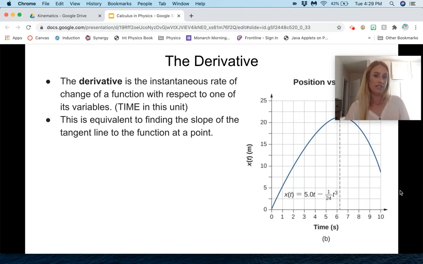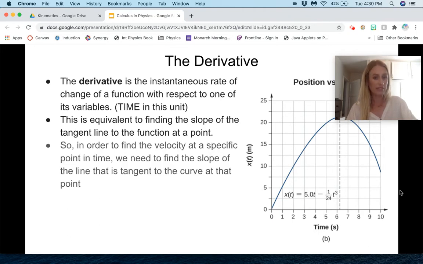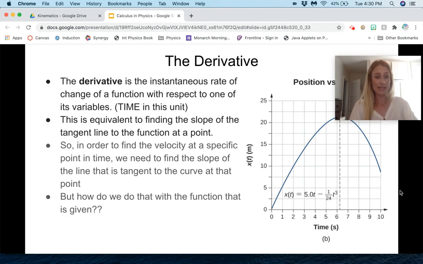So this is equivalent to finding the slope of the tangent line to the function at a point. In order to find the velocity at a specific point in time, we need to find the slope of that line that is tangent to the curve at that point. What I've been giving as an example is t equals 2 seconds. If I find the slope at t equals 2 seconds, I can find the instantaneous velocity.